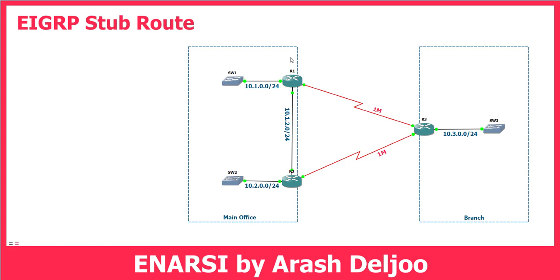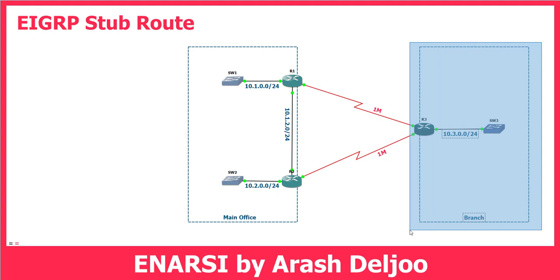Let me first explain the EIGRP Stub feature. After that, we can talk about the configuration. It is so easy. Look here. We have a main office. This is our main office, or maybe this is a data center of our company. And also here we have one branch.